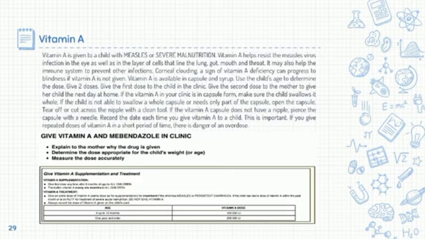Give 2 doses. Give the first dose to the child in the clinic and give the second dose to the mother to give her child the next day at home. If the vitamin A in your clinic is in capsule form, make sure the child swallows it whole. If the child is not able to swallow a whole capsule or needs only part of the capsule, open the capsule, tear off or cut across the nipple with a clean tool. If the vitamin A capsule does not have a nipple, pierce the capsule with a needle.